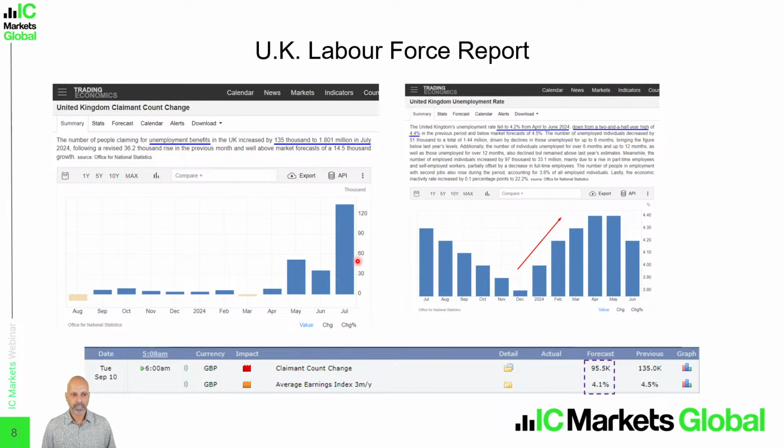Now, looking at some of the key economic events for this week, we've got UK Labour Force report out on Tuesday, 10th of September at 6 a.m. GMT. We've seen a spike in claimant count change, which tracks the number of unemployment benefits. That went as high as 135,000. And we're looking at another elevated figure for the month of August with a reading of 95.5 thousand. Combine that with an unemployment rate that's elevated, we could see the pound come under significant selling pressures on Tuesday's 6 a.m. GMT. So once again, should we see higher than expected claimant count change accompanied by an elevated unemployment rate, we could see the pound face significant headwinds on this day.